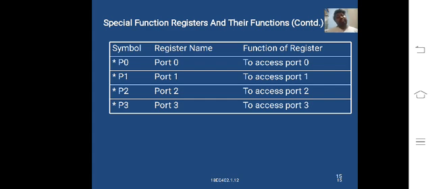And here the symbols are P0, P1, P2, and P3. The register names are port 0, port 1, port 2, port 3. The function of these registers is to access port 0, port 1, port 2, and port 3. These are the functions of the port registers.